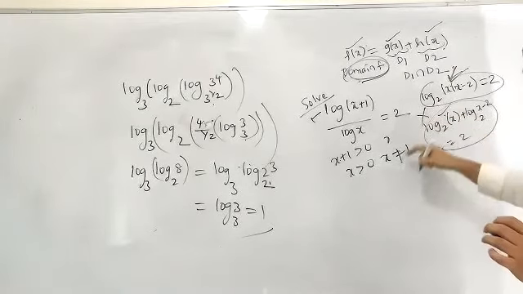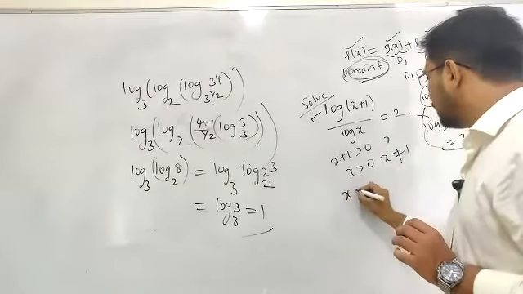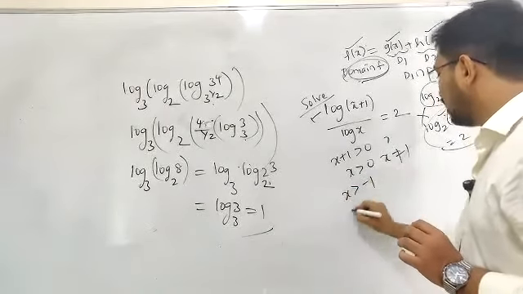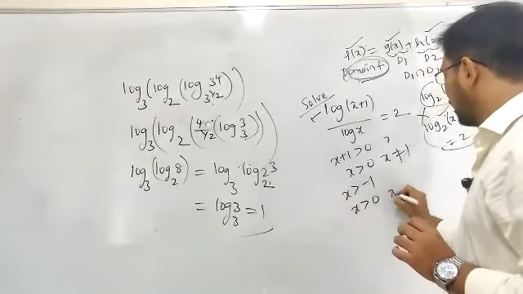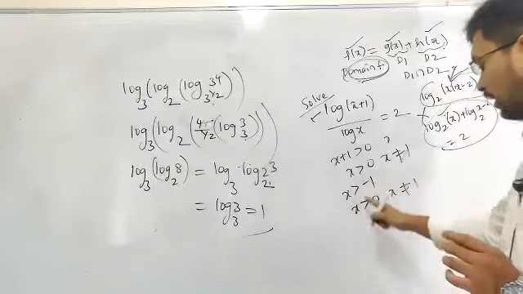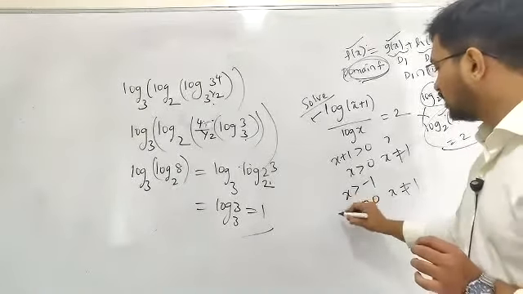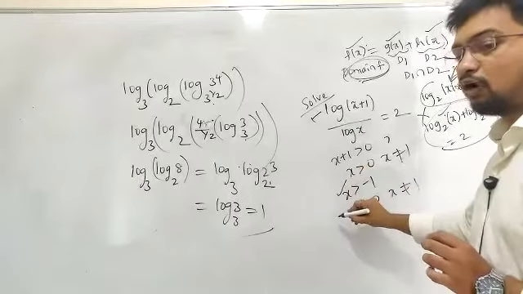So here you'll be getting x is greater than minus 1, and here you'll be getting x is greater than 0 and x is not equal to 1. Then what is the domain? Common will be this one, the intersection. It should satisfy both.